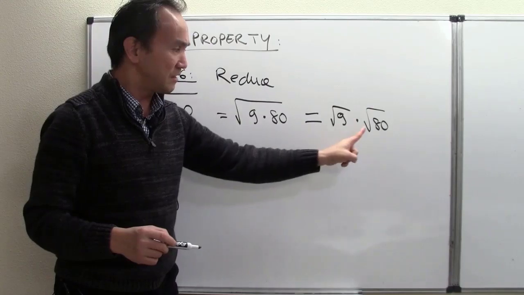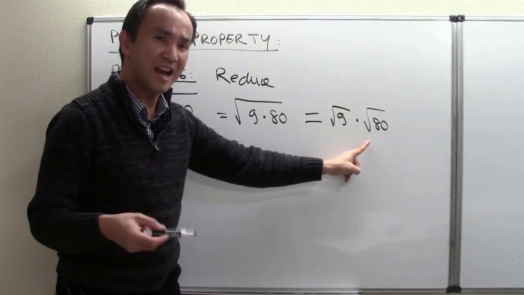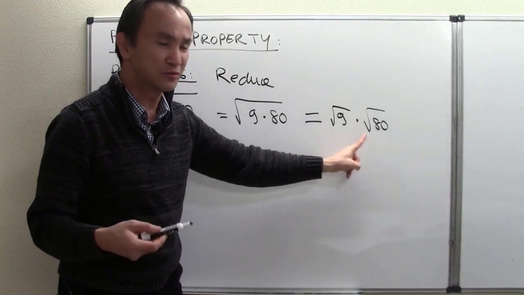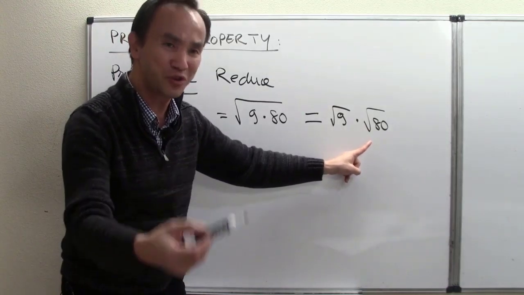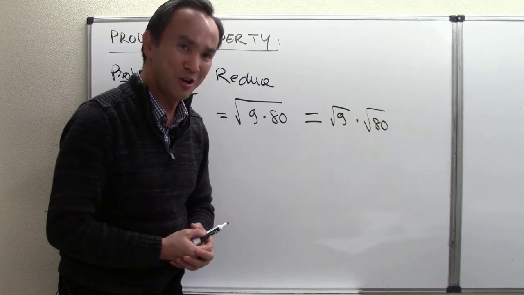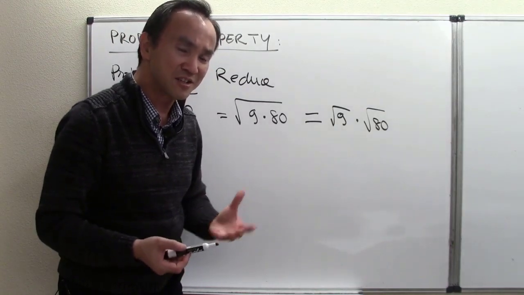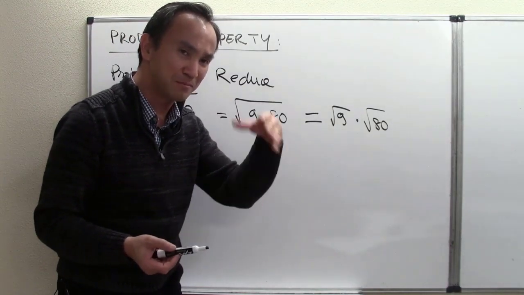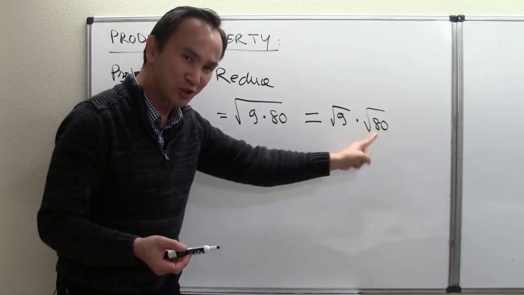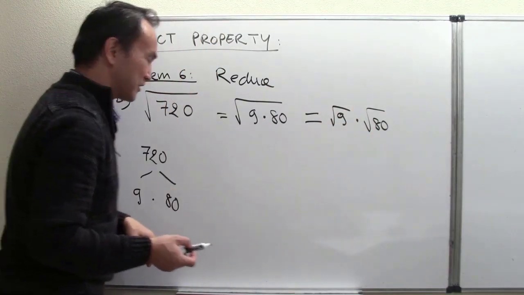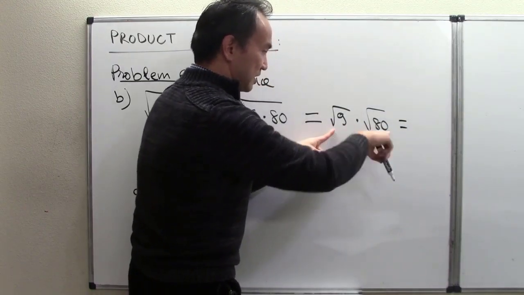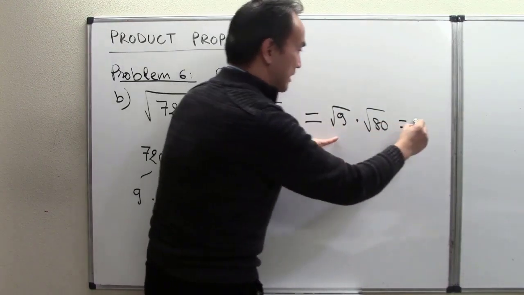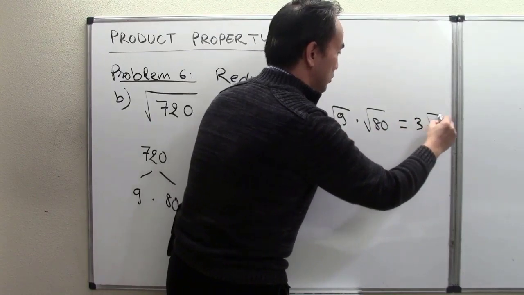Okay, but now at this point we're asking ourselves, are we happy with this root being the most reduced root yet? Because who knows, 80 could have another perfect square factor that goes into it. So think even a little further. And by the way, the answer right here, yes: the square root of 9, according to the order of operations, is 3, and we have to multiply it with the square root of 80.